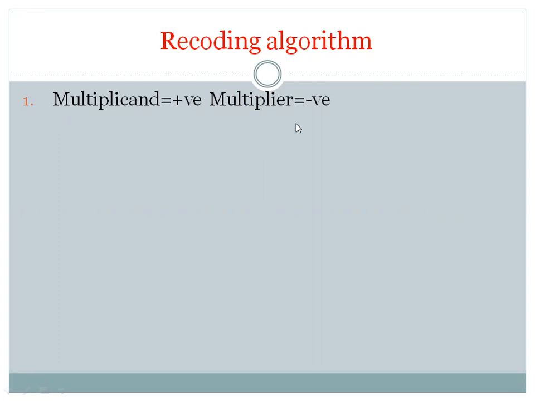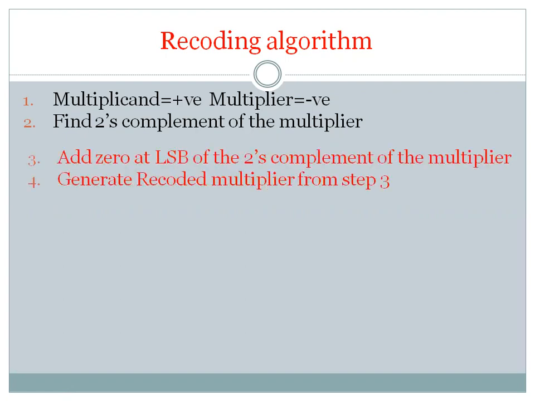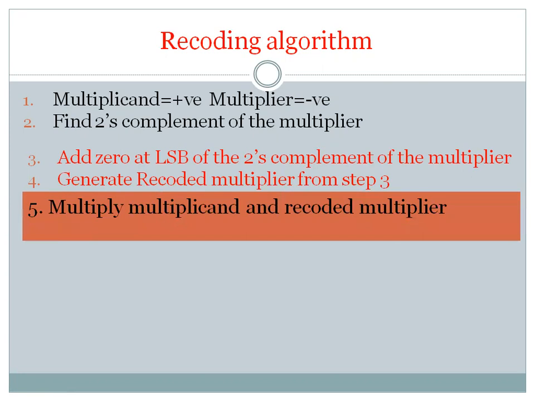If the multiplier is a negative value, you have to find the 2's complement of the multiplier. Why? Here the multiplier is negative. That's why you are going to find the 2's complement. Step 3. You are going to add 0 at the LSB of the 2's complement of the multiplier. Step 4. You are going to generate the recoded multiplier from step 3 by using the recoded multiplication table. Step 5. You are going to multiply the multiplicand and the recoded multiplier.